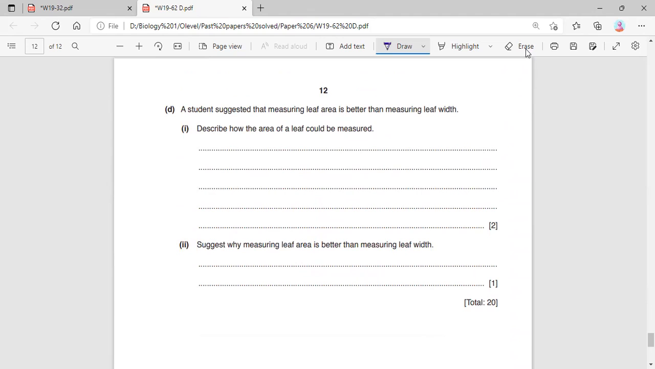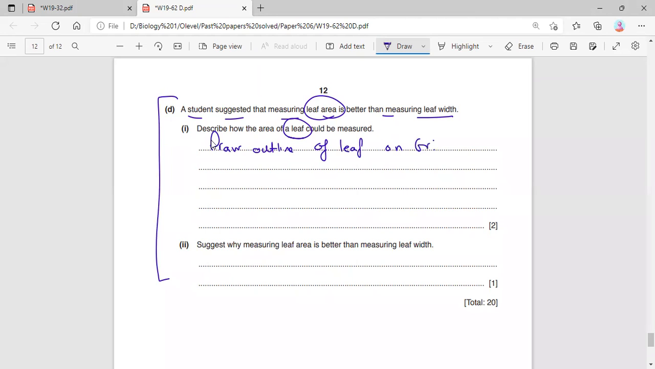Okay. Last question. A student suggested that measuring the leaf area is better than measuring the width. How could the area of the leaf be measured? So in order to measure the leaf area, draw the outline of the leaf on a grid, like a graph paper that is divided into squares. You draw the outline on the grid, and then count the squares covered by the leaf.